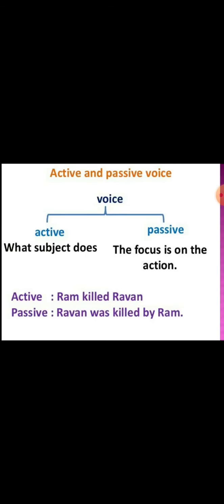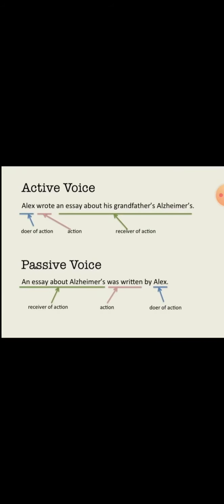We can also analyze this by seeing this table. In active voice, what does the subject do? In passive voice, the focus is on the action. Here are more examples of active voice, like Ram killed Ravan. If we want to change it into passive voice, it will become Ravan was killed by Ram. Now we will learn some rules for how these will change.